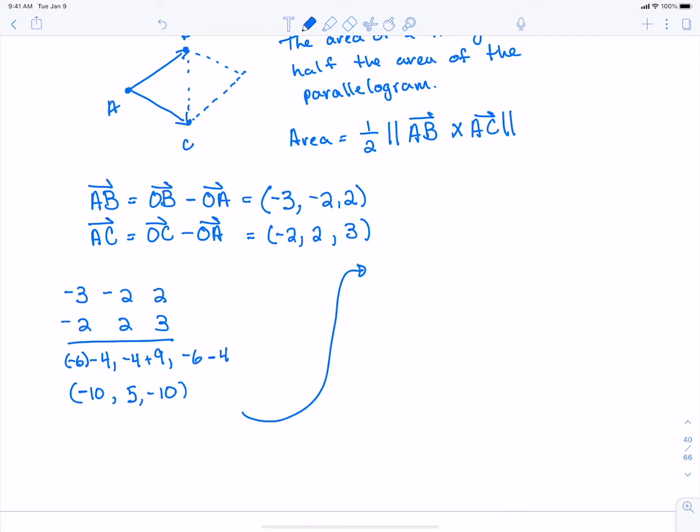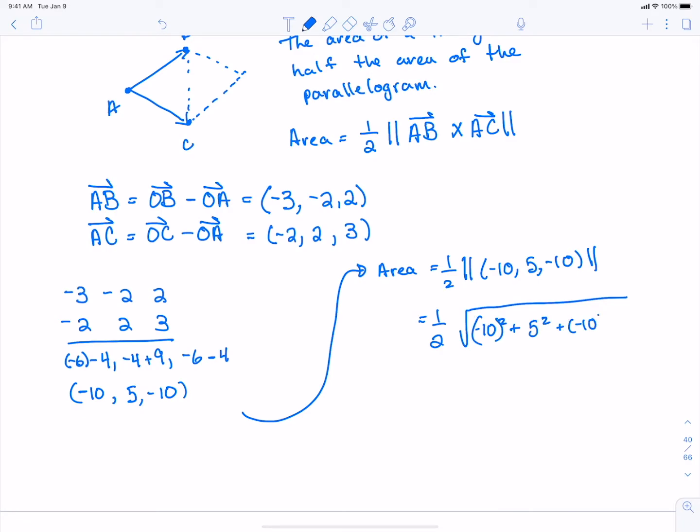So then taking this up here, I'll find that the area will equal 1/2 times the magnitude of that vector, which will be 1/2 times the square root of -10 squared plus 5 squared plus -10 squared, which I believe is square root of 225, which is 15. So the area is 15 over 2 square units.